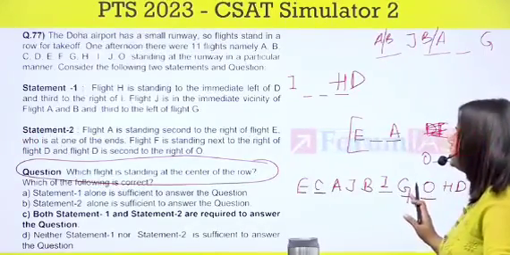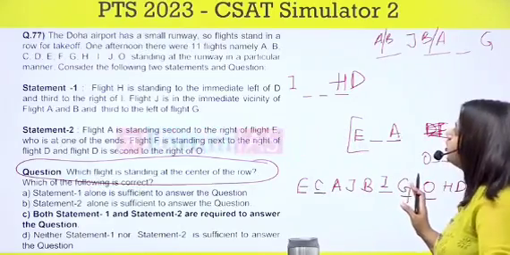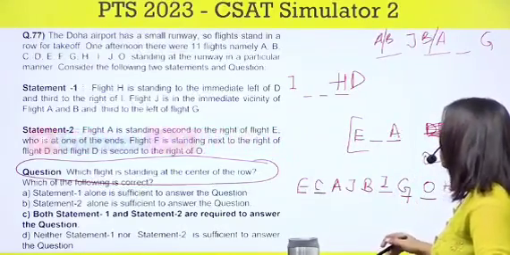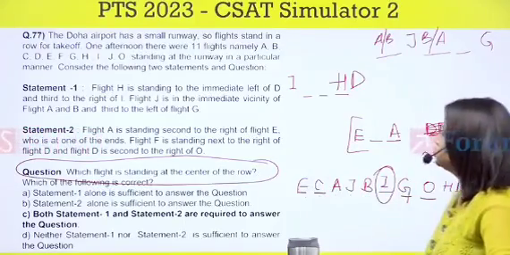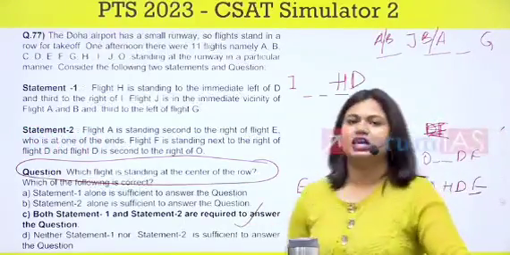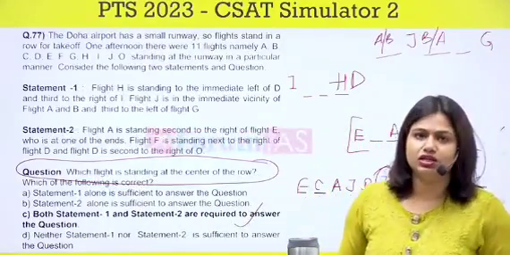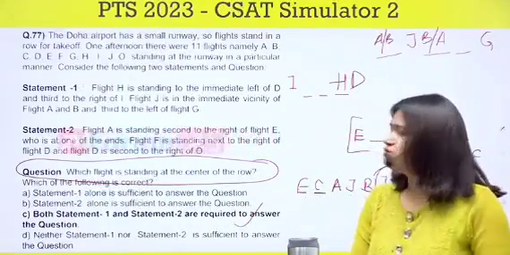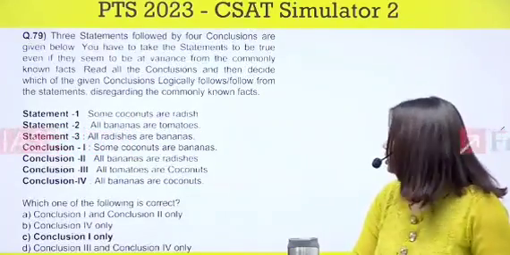I have everybody sitting. They're asking me who is standing at the center of the row. How many? 11. So I have to be at number 6. 1, 2, 3, 4, 5. This is sitting at the center. So both of them together can be used to solve the question. But please remember that you have to work in steps. That is question 77.